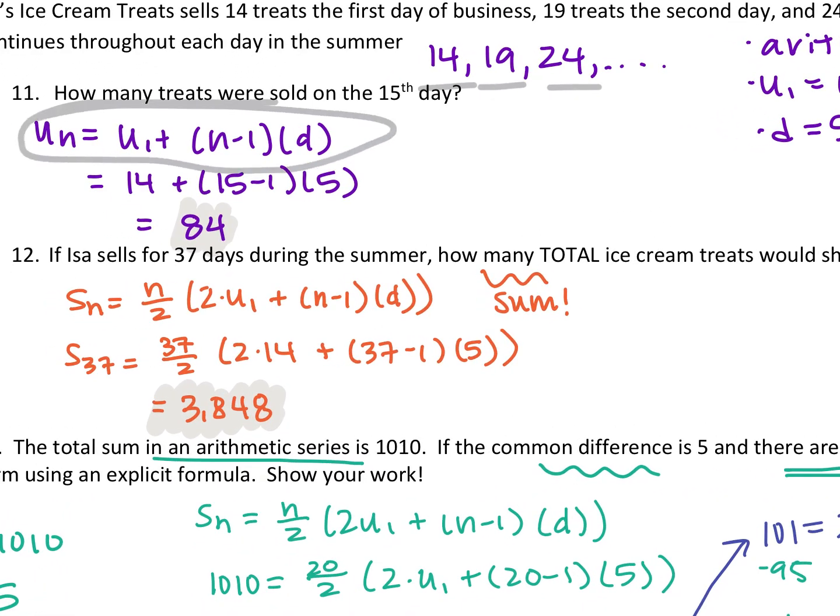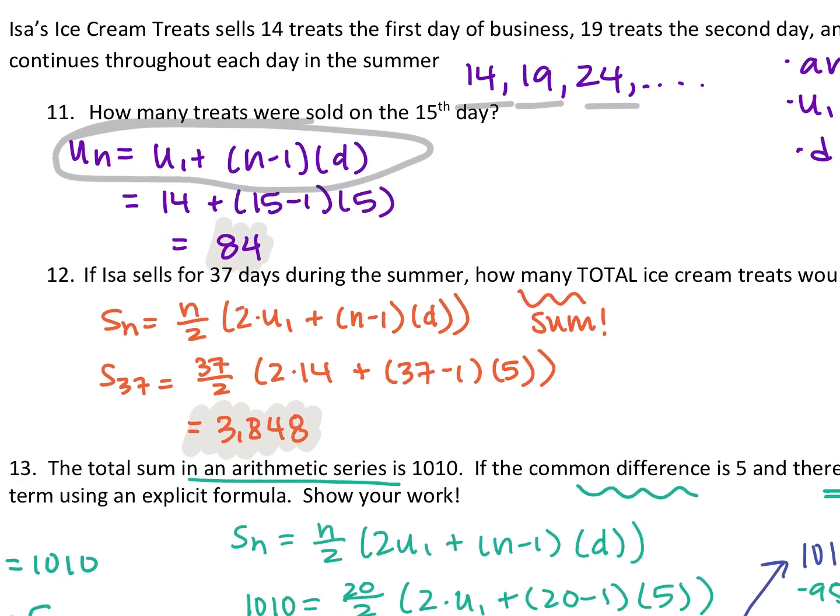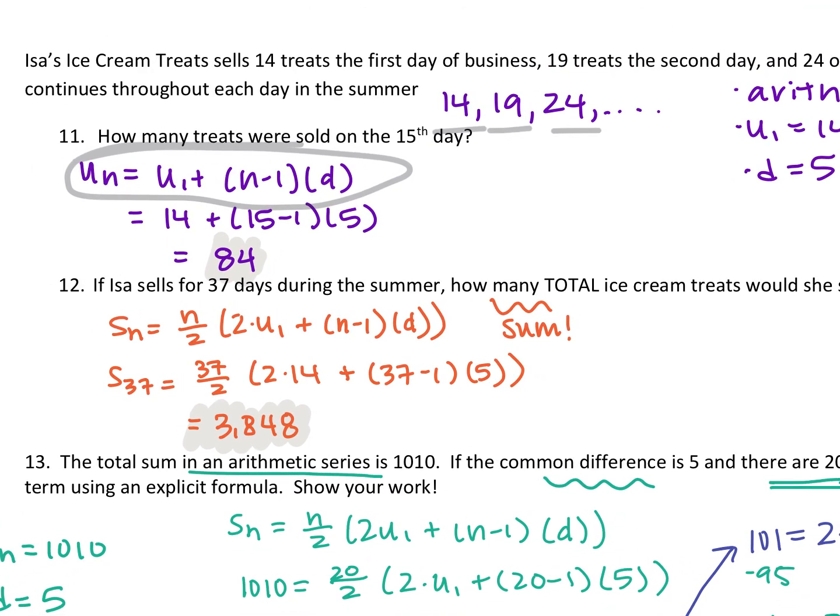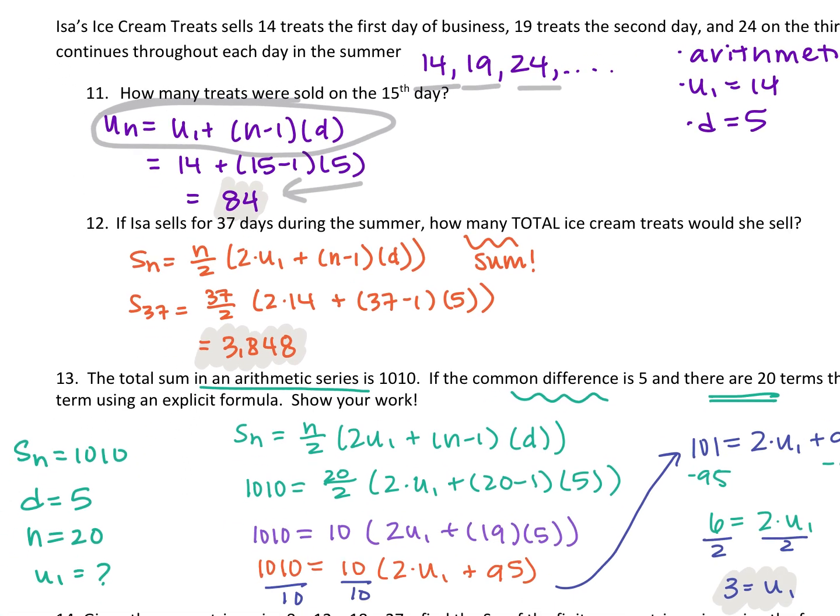That's the one that got used like 6 times. That formula is for arithmetic, where you know the common difference and all that stuff. All right, that one came out to 84. That was a pretty straightforward question.